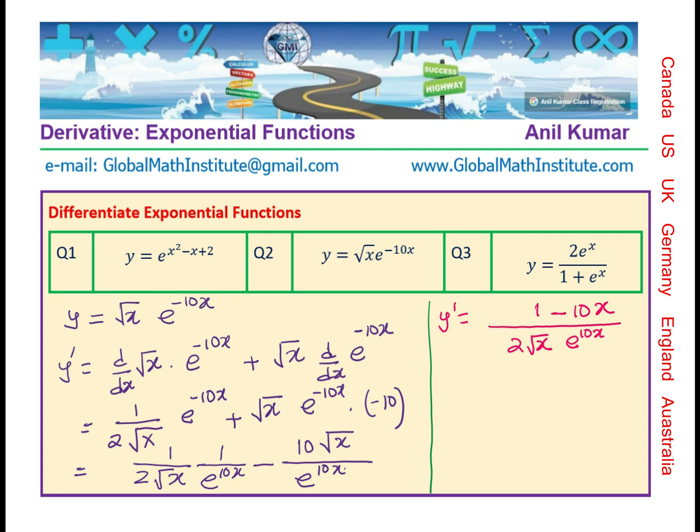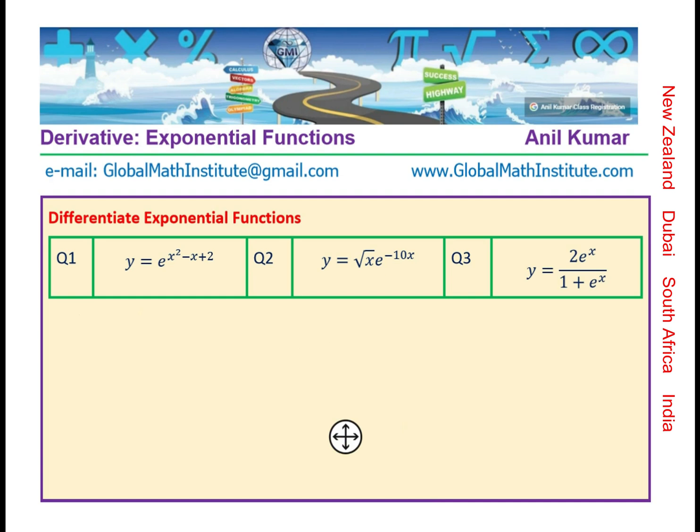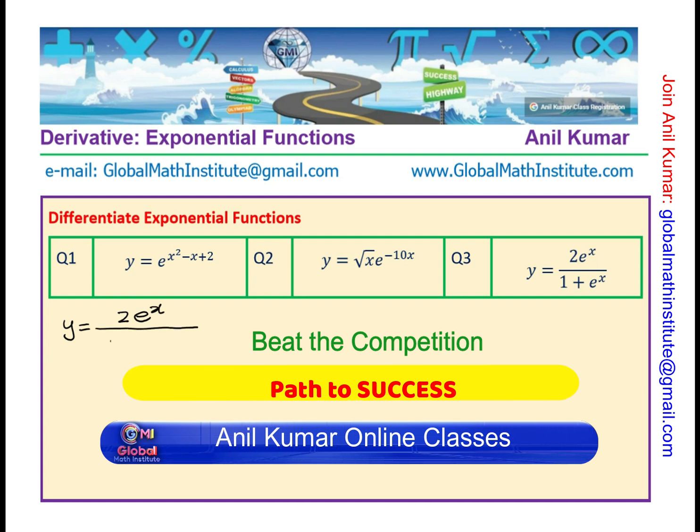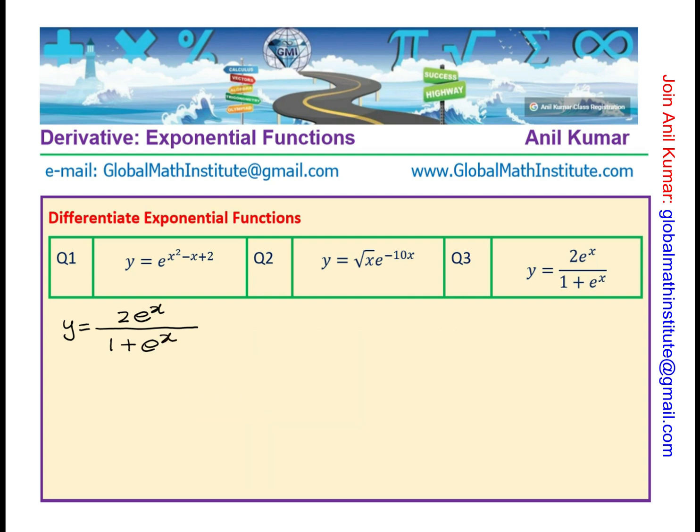Here the quotient rule will be applied. So in these three cases, we have the power rule, product rule, as well as the quotient rule. Here is the last example, question number 3. The question given to us is y equals 2 e to the power of x over 1 plus e to the power of x. So let's find the derivative using the quotient rule.